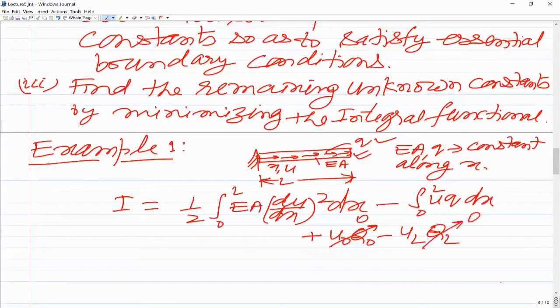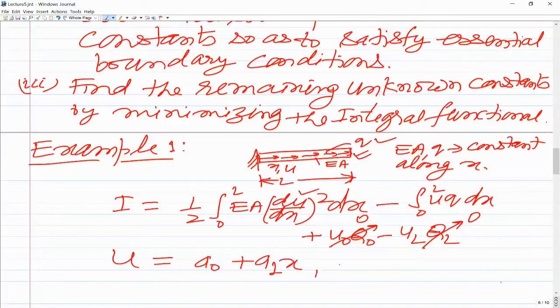And now we assume an approximate solution. If you look at the highest order derivative of u present in the integral functional, it is the first derivative. So if we assume a polynomial, we need to assume at least a linear polynomial. So we take a0 plus a1x, and of course we include a0, so that's a complete polynomial: a constant term and a linear term.